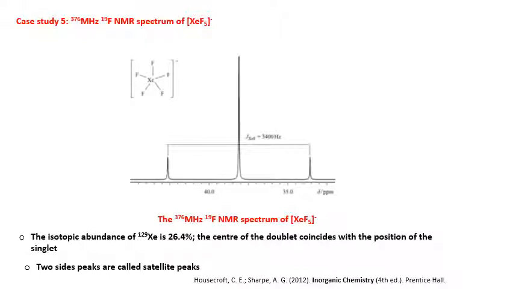This is the 129Xe NMR, and it is recorded in an NMR instrument having 376 megahertz radio frequency. This is the NMR spectrum of this inorganic molecule XeF5 minus. It is a planar molecule, and you can see that there are five fluorine atoms attached to the xenon nucleus.